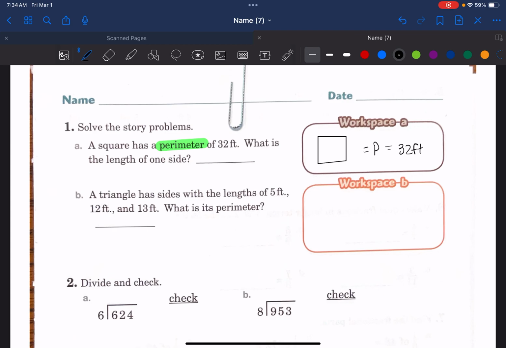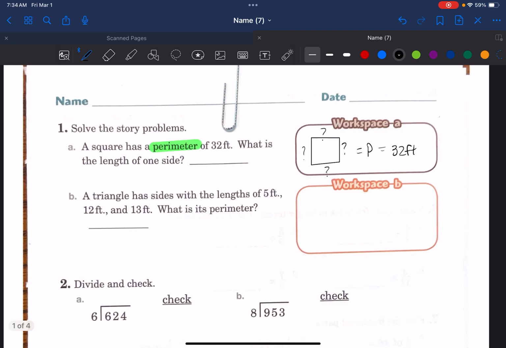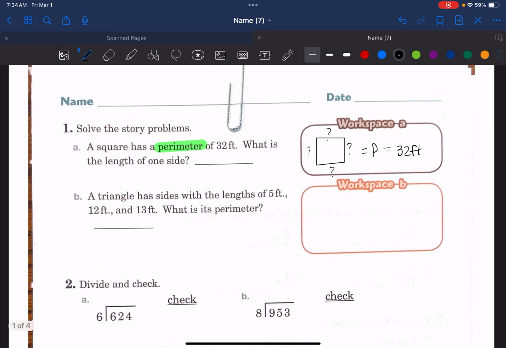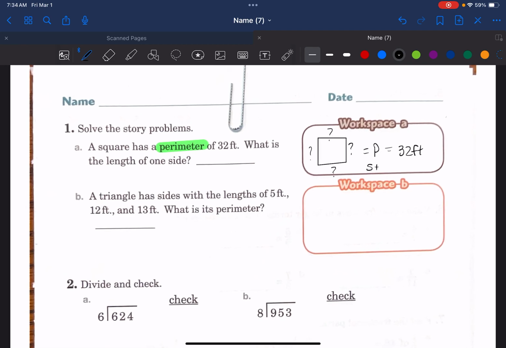Okay, so it needs to know what each side is. So all together, it had the perimeter of 32. And so when we try to find perimeter, I'll remind you, we do side plus side plus side plus side to get the perimeter. So you need to think of what the opposite of that would be.